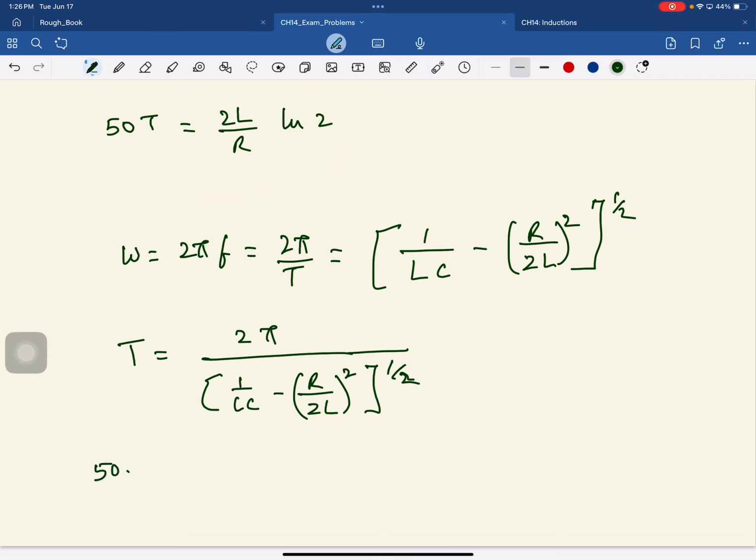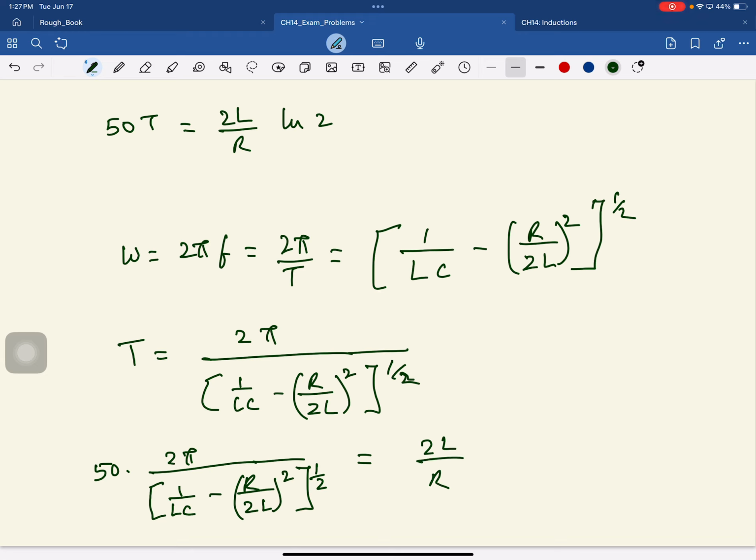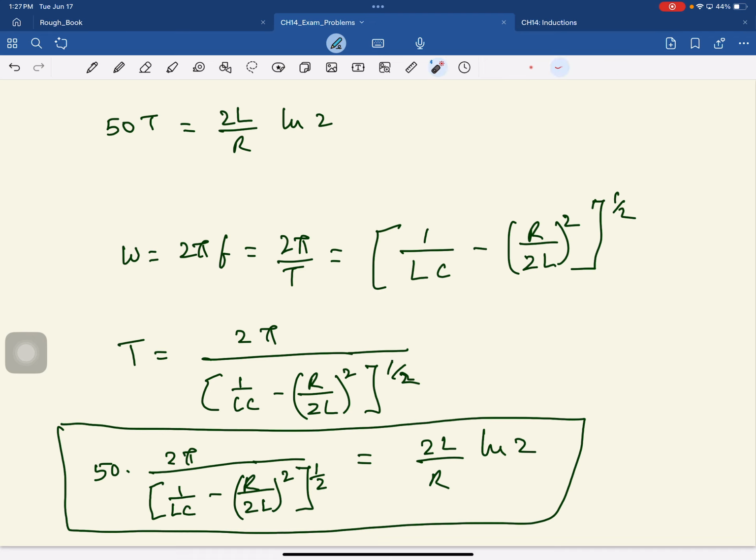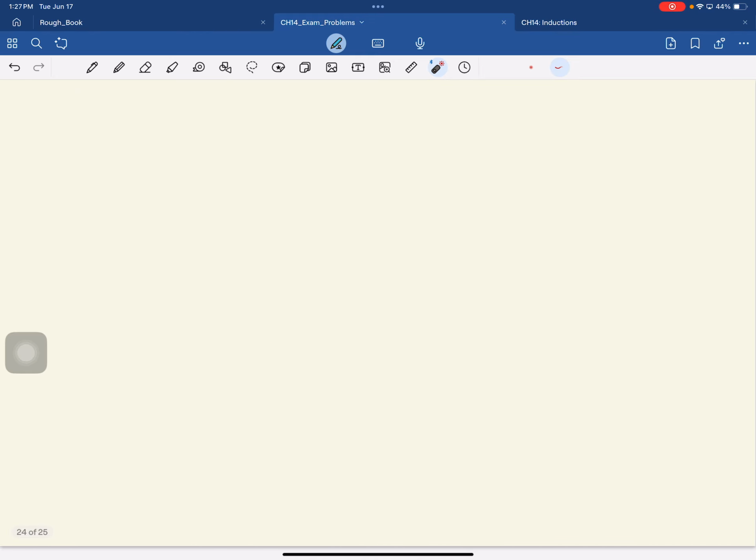So 50 times 2 pi over the square root of 1 over LC minus R over 2L squared. So we assume C, L was given, and R is the only unknown, so you can solve for it. It's a mess, and so we'll leave it at that. Yep. All right, guys.